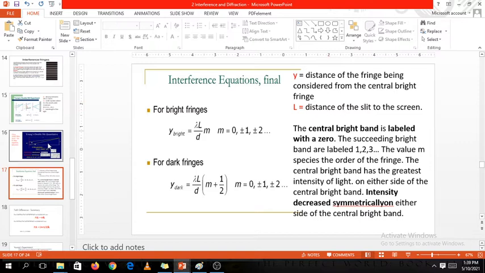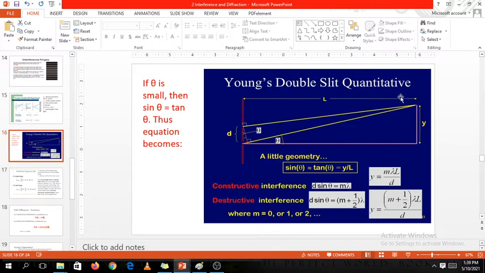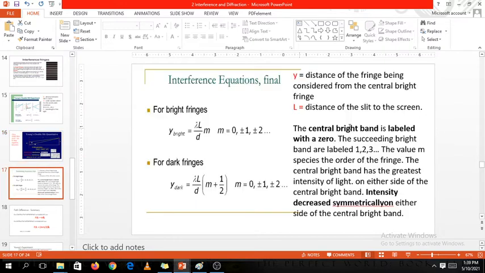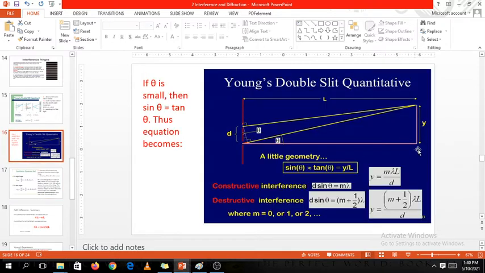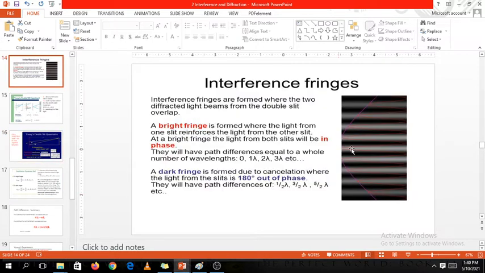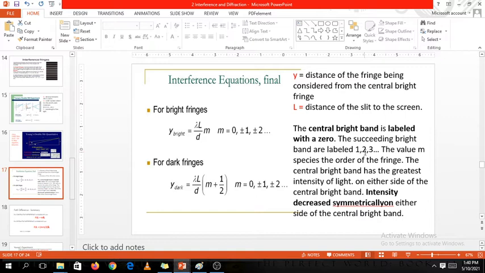L is the distance of the slit from the screen. Amon siyang L. Aring L, ang pink. Distance of the slit from the screen. So the central bright band is labeled with a 0. Central bright band, amon siyang central. Ang pinaka-bright, that is 0. M equals to 0. Succeeding is 1, 2, 3, 1, 2, 3.